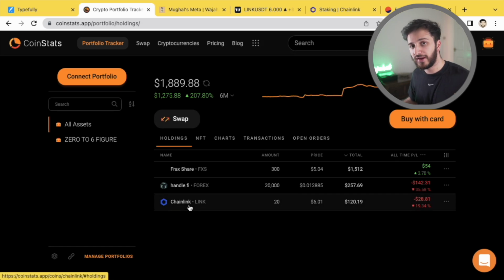And you'll notice that we've got a new asset. We've added some CHAINLINK, just not much, just a very small bag. And we'll talk about that in a moment.